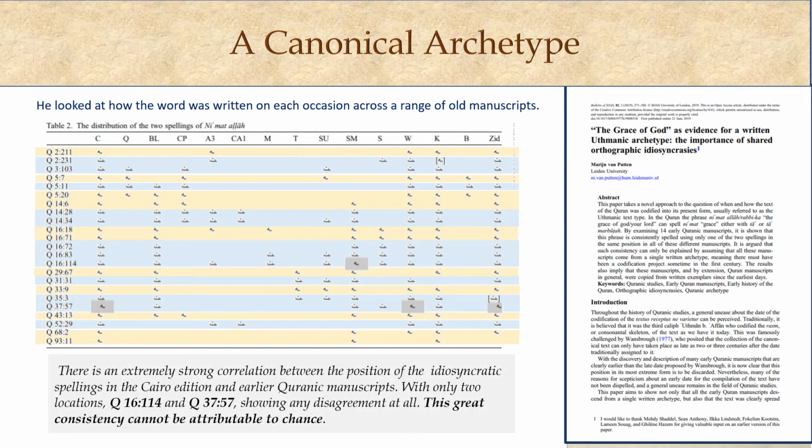Dr. Van Putten says in his article, there is an extremely strong correlation between the position of the idiosyncratic spellings in the Cairo edition, that is the Qur'an that everyone uses today, or most Muslims use today, and earlier Qur'anic manuscripts, with only two locations, Surah 16 verse 114 and Surah 37 verse 57, showing any disagreement at all. This great consistency cannot be attributable to chance. Well, I think that's absolutely self-evident.